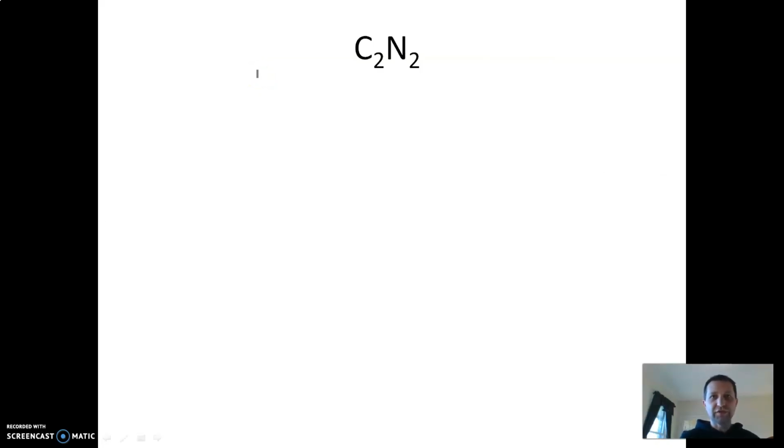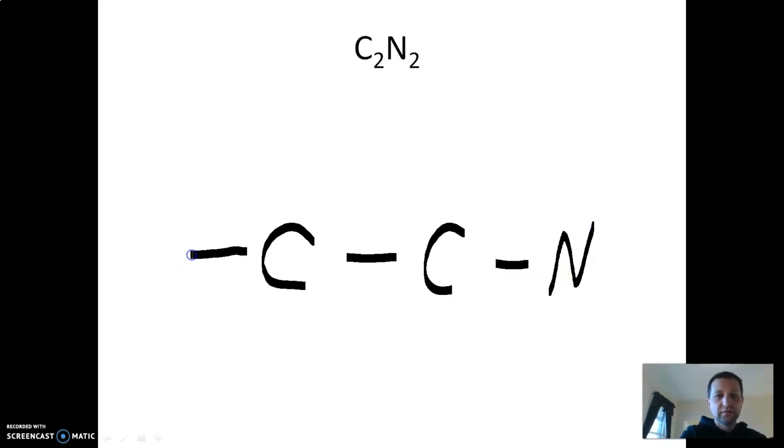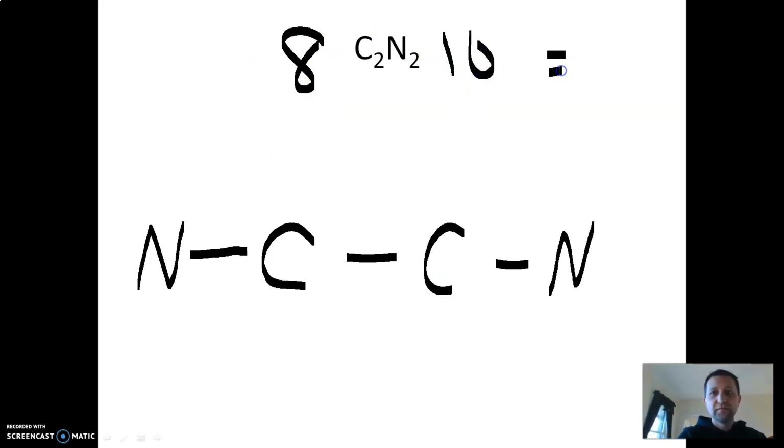It gives you the general structure already. So it's C2N2. Okay, I'm going to connect it all with single bonds first. Let's count our electrons up. I need 4 from carbon, but there's 2 of them, so that is 8. And nitrogen has 5 times 2 gives me 10. I need 18 electrons total.